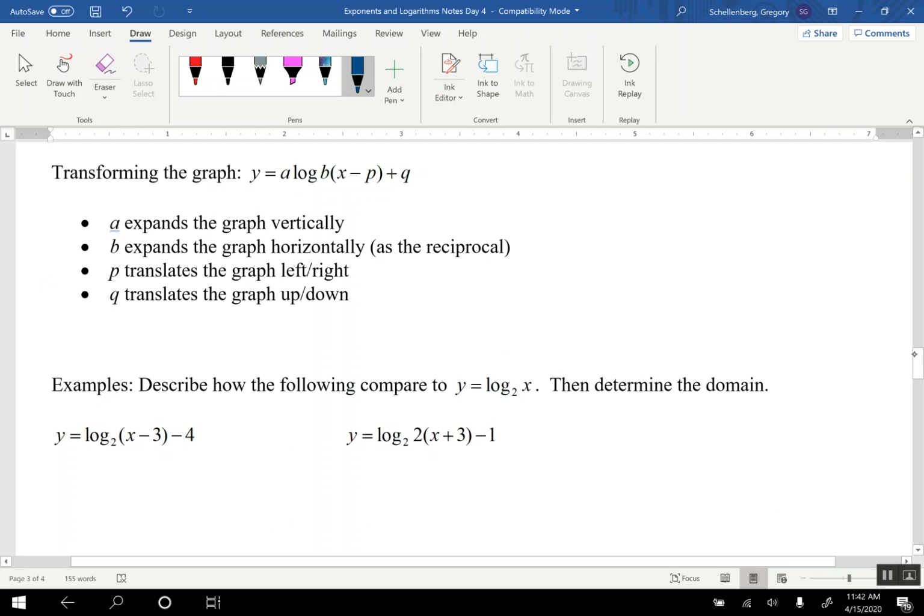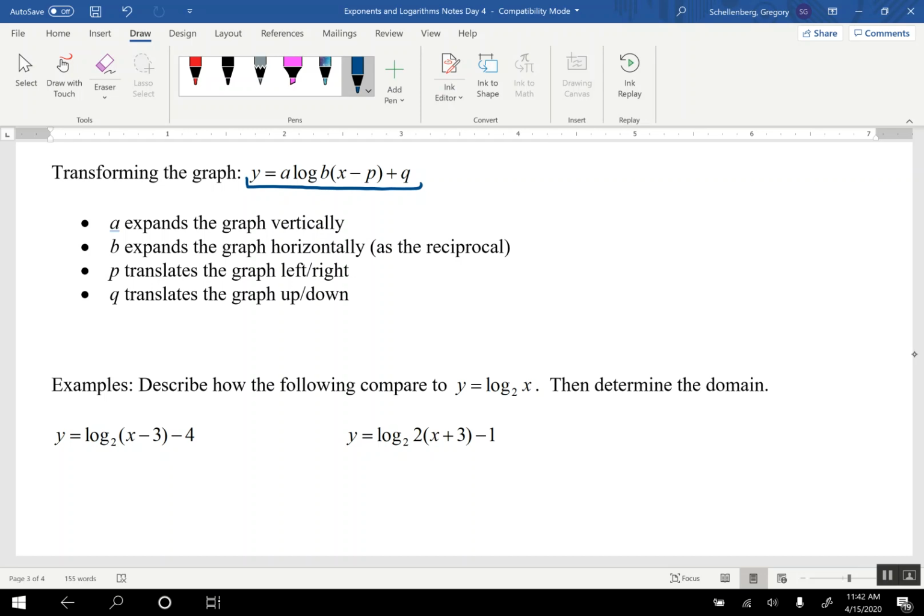So this is our skeleton transformed logarithmic function. And all of it should be familiar to you. We can transform any function we want to.